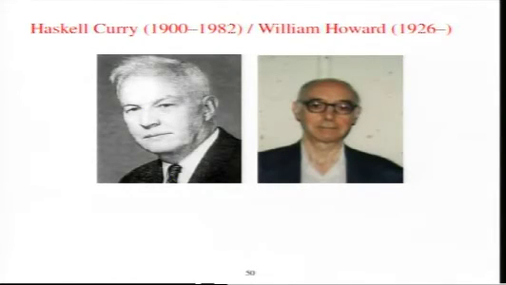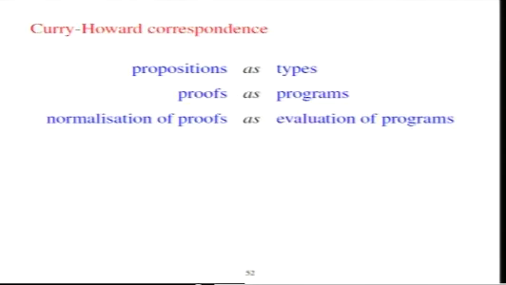And this was written out for combinatory logic by Haskell Curry, and actually written out for lambda calculus and intuitionistic natural deduction by William Howard. He first wrote it down in 1969, but didn't actually publish it until 1980 in the Curry-Festschrift. So this obvious correspondence is called the Curry-Howard correspondence. So propositions correspond to types, proofs correspond to programs, and normalization of proofs corresponds to evaluation of programs.